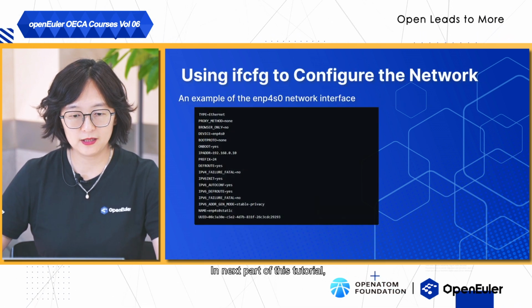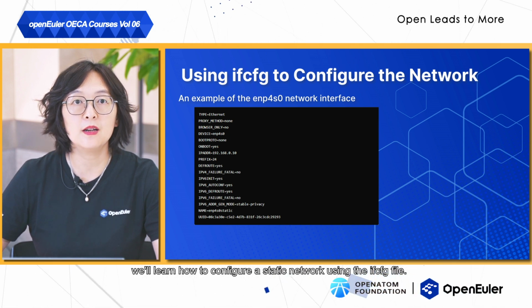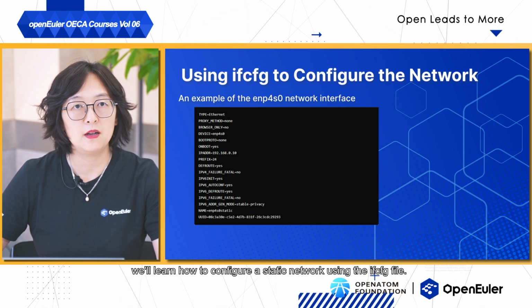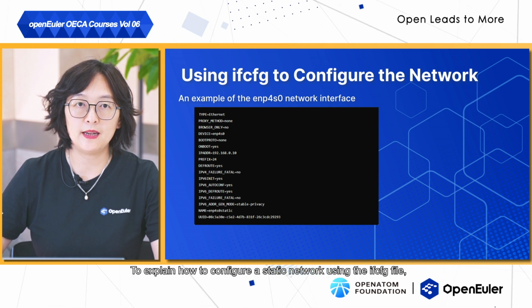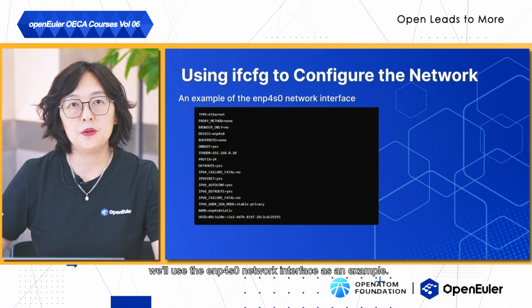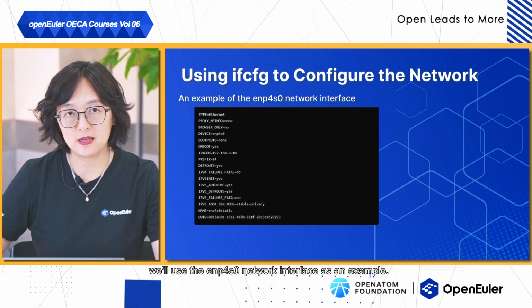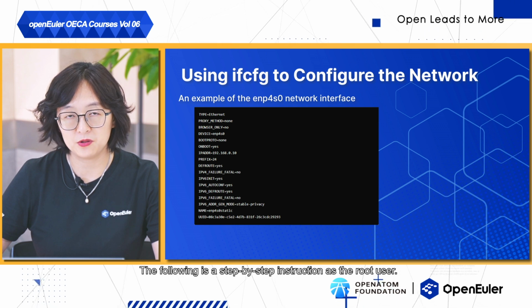In the next part of this tutorial, we will learn how to configure a static network using the ifcfg file. To explain how to configure a static network using the ifcfg file, we'll use the enp4s0 network interface as an example. The following is a step-by-step instruction as the root user.